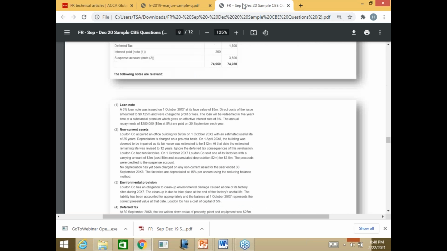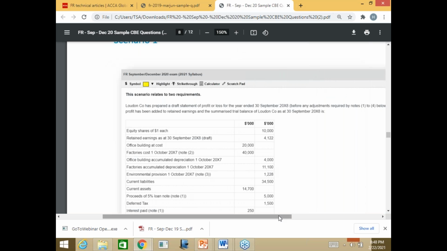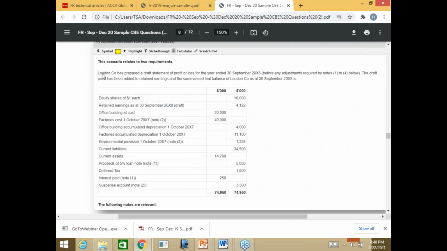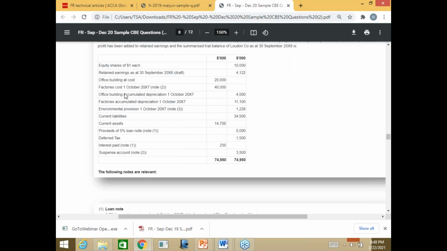These are the two questions that are your assignment till day 3. This is the question for the September/December attempt. The name is Lodun Company. You can see the trial balance: equity shares, retained earnings, office building cost, factories, environmental provision meaning IAS 37, current liabilities, current assets, proceeds from the 5% loan notes meaning IFRS 9, deferred tax IAS 12, interest payments, and suspense account. This is the prior assumed knowledge that the examiner expects you to have: at this level you must know the treatment of the suspense account. So this is your assumed knowledge.